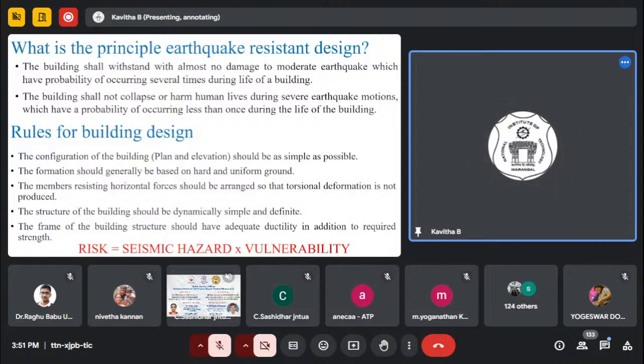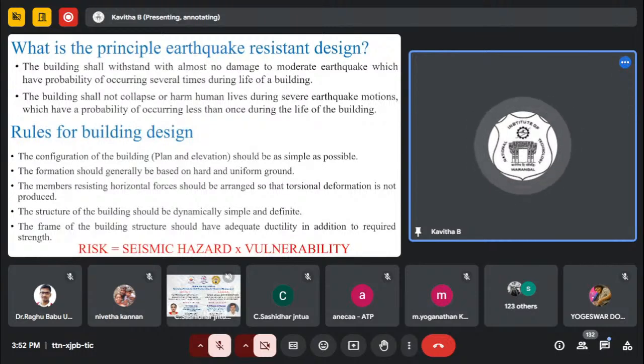If you see both the terms, the seismic hazard is not in my hand because it is based upon the property of that location, the property of the soil. Whereas the vulnerability is in my hand. In a sense, as a designer, as a student, I can change the vulnerability of the structure. I can make it stronger, I can make it safer. That's why, instead of reducing the seismic hazard, I'm going to decrease the vulnerability of my structure and play with the stability, safety, and strength of my structure.